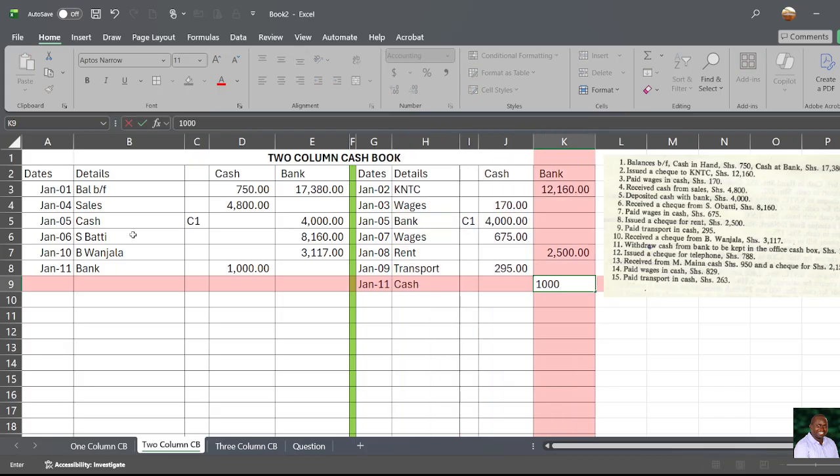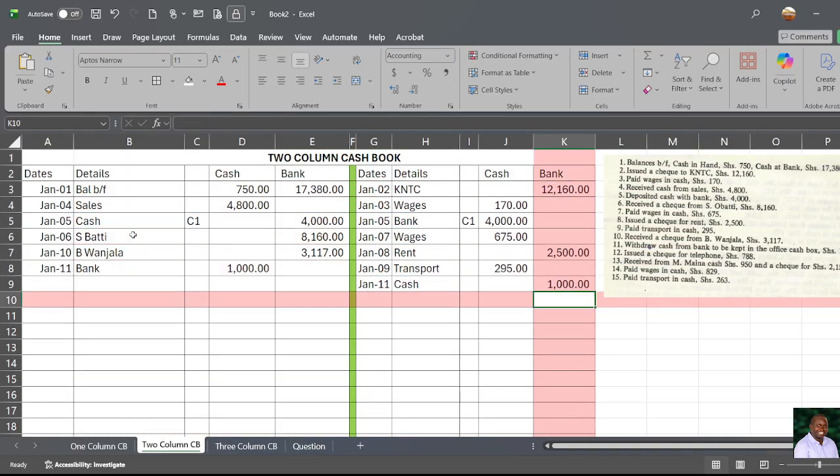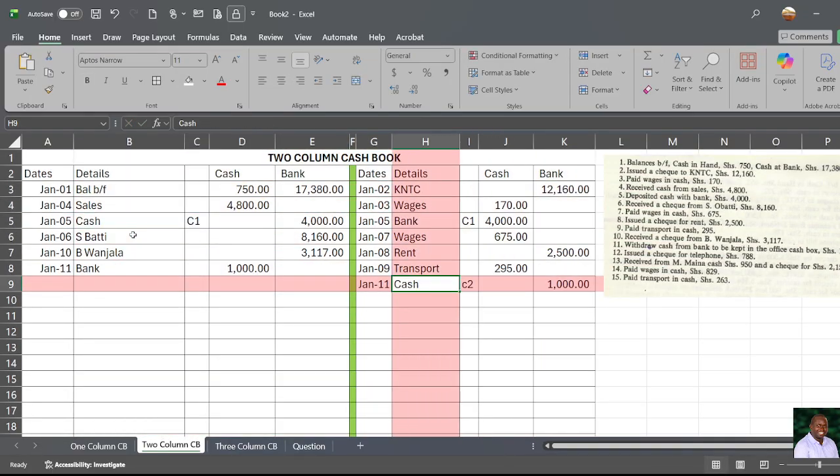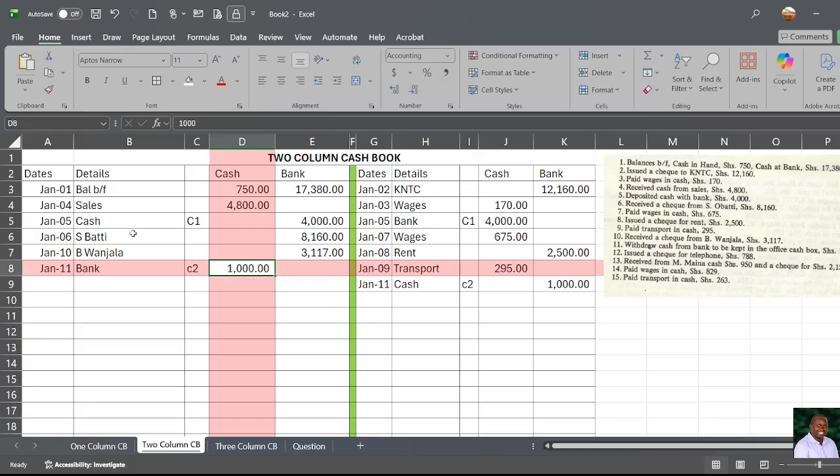So the figure there is 1,000. So this is our contra entry again, number 2. You would see we have a contra entry 2 here. It is the same amount of money, but on different sides of the cash book. This is on the debit side, the other one is on the credit side.